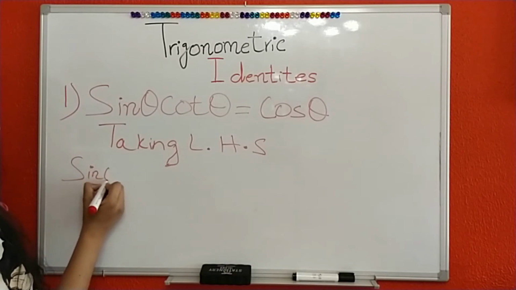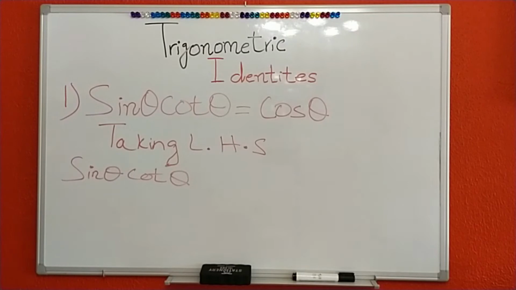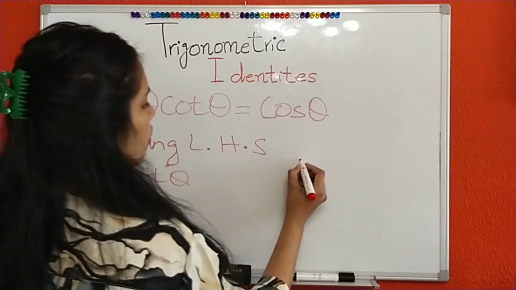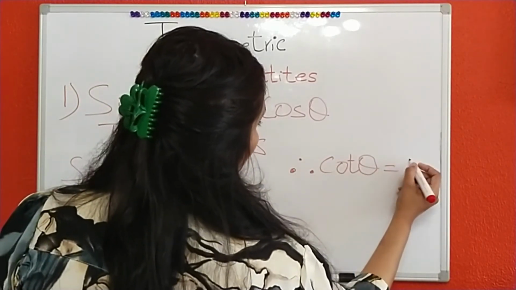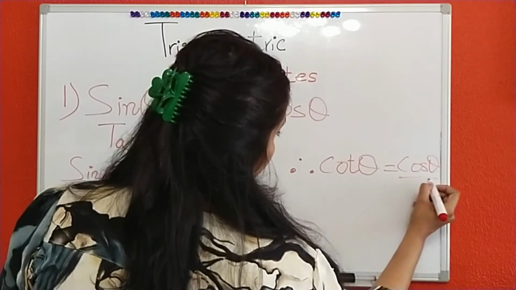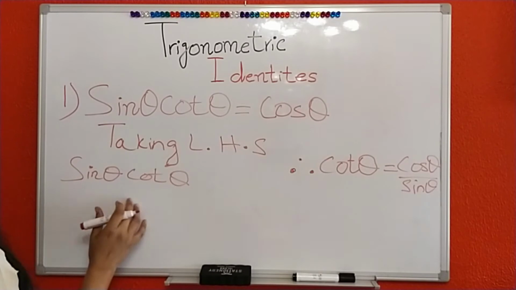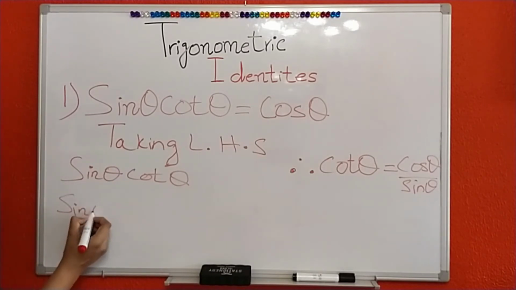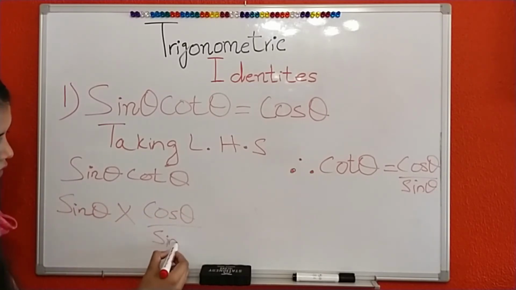Sin² theta into cot of theta. Now I need to use the identity here. Which identity? The quotient identities. The second quotient identity was cot of theta is equal to cos theta over sin of theta. So I'm writing here sin theta multiplied by cos of theta over sin of theta.